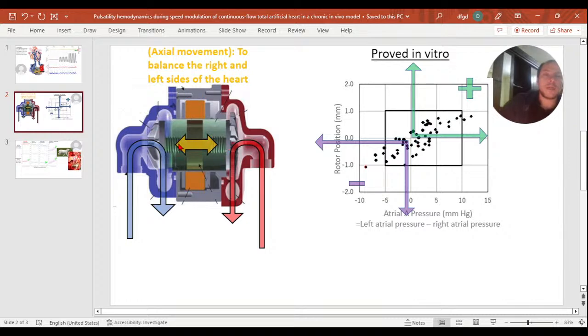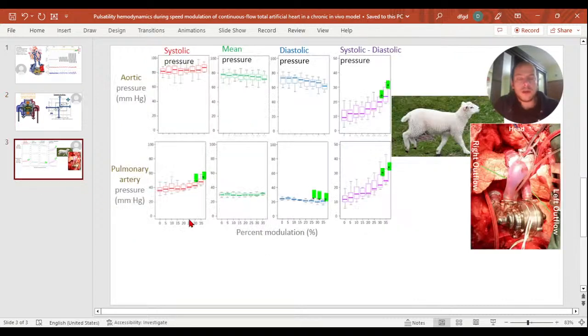And the benefit of this characteristic is to balance the right and left sides of the heart. And this characteristic was proved in vitro. So in this diagram, you see when the left atrial pressure is higher than the right atrial pressure, the rotor position goes to the left. But when the right atrial pressure is higher than the left pressure, the rotor position goes to the right. And so in this article, they implanted this total artificial heart in a lamb, and they did some physiologic studies.